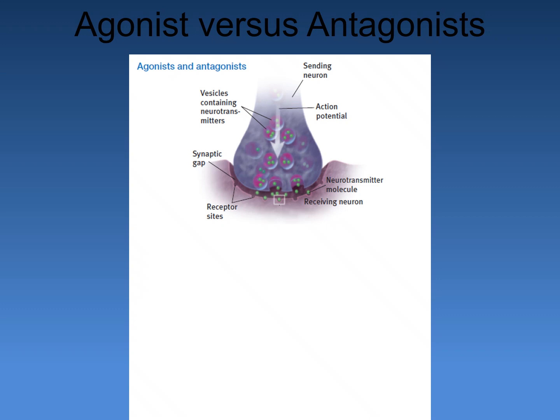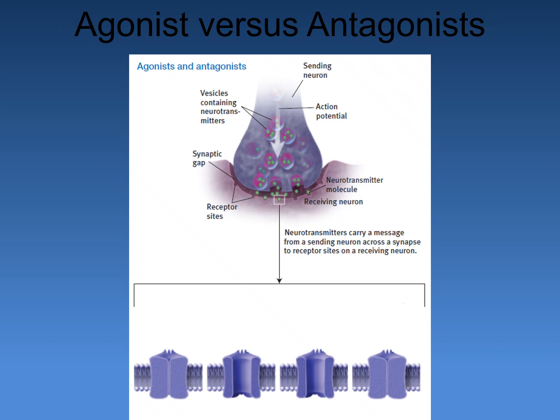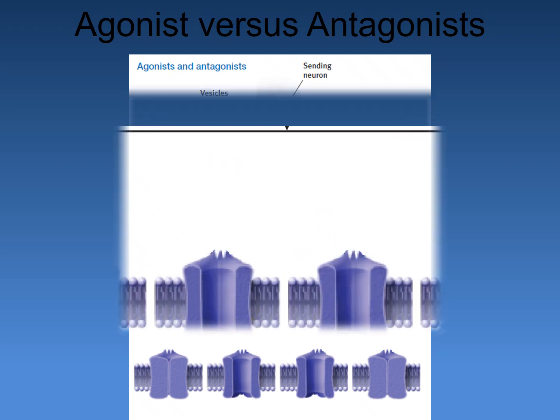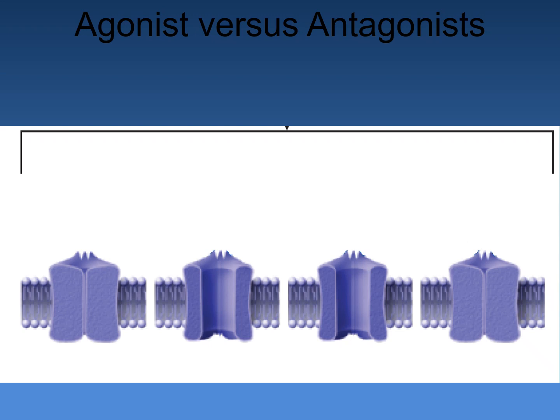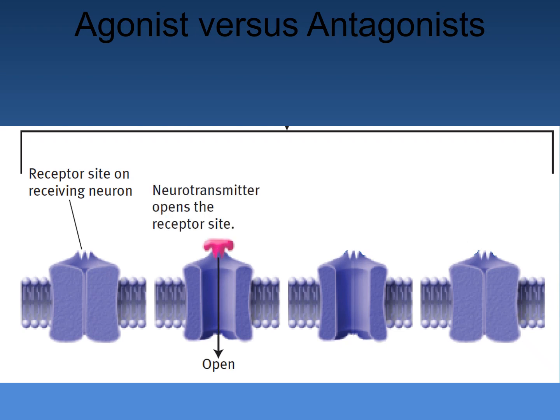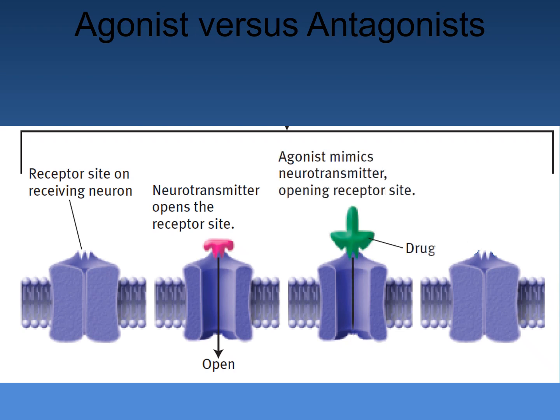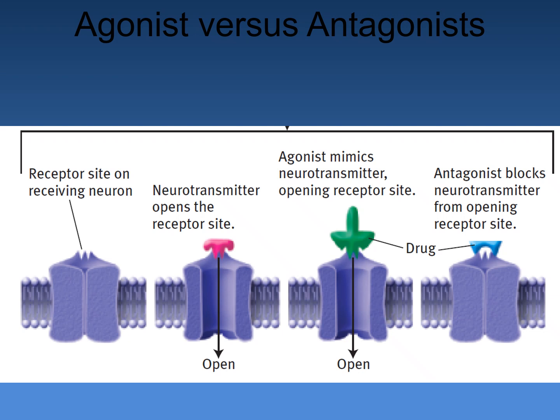So again, quick depiction. Neurotransmitter carrying the message. Here's your binding sites. Narrowed down. We have the receptor site receiving the neuron. And then the transmitter opens the receptor site. This is an agonist. An antagonist. An antagonist mimics the neurotransmitter opening the receptor site and blocks the neurotransmitter from actually doing its job.